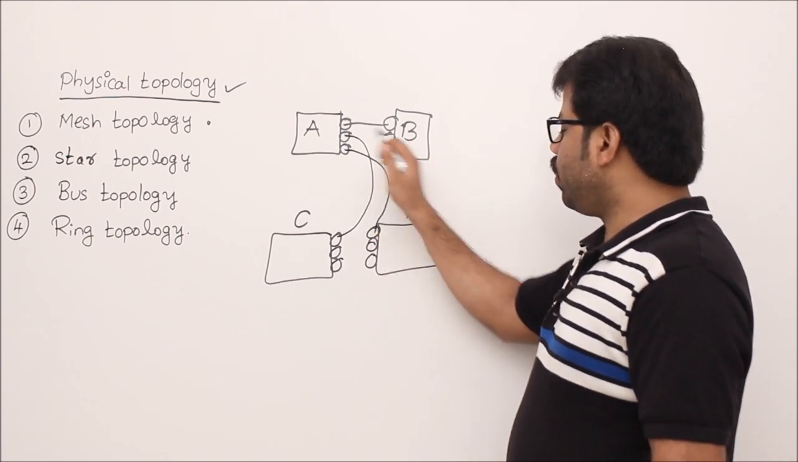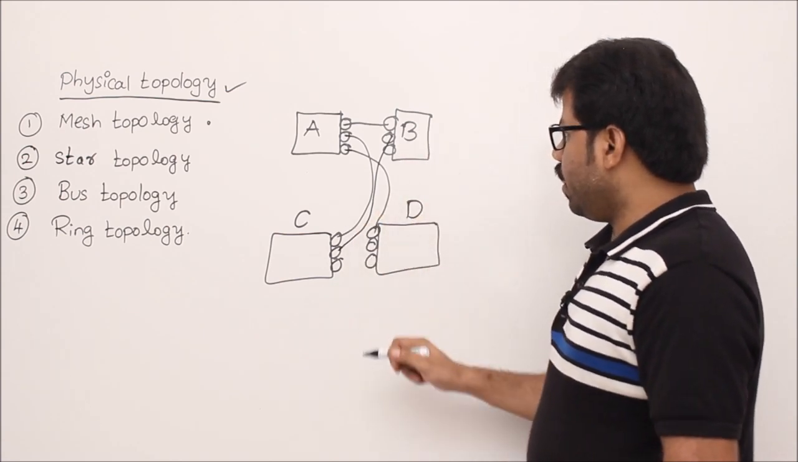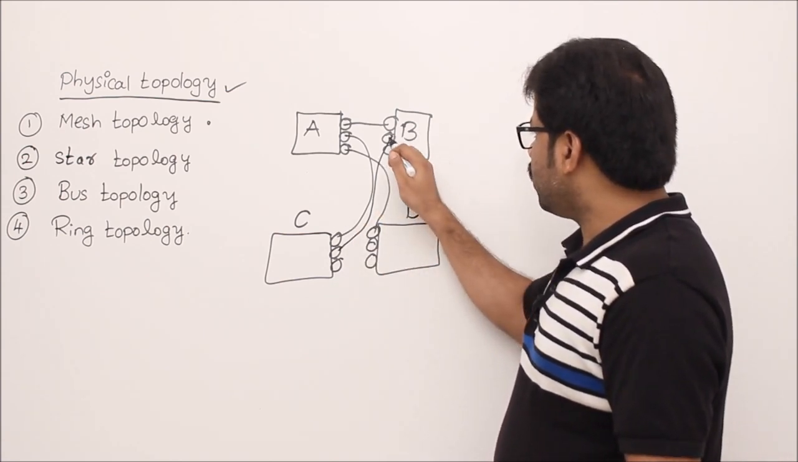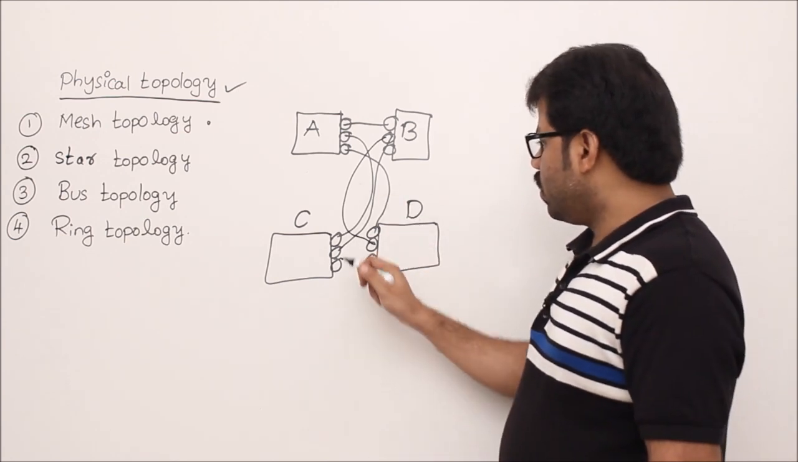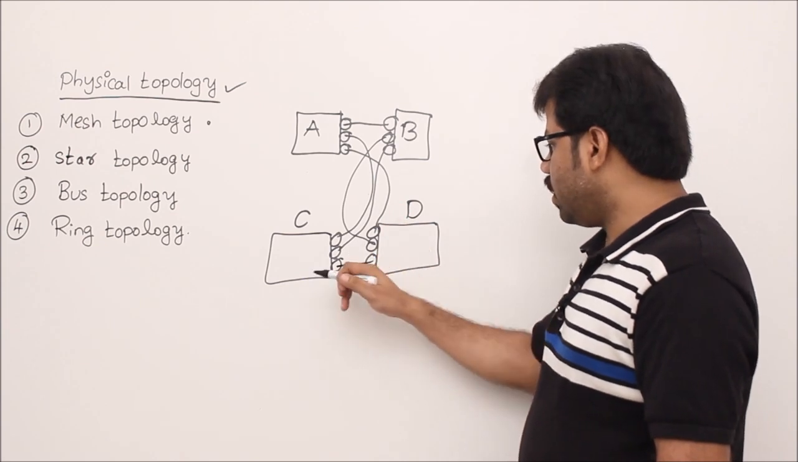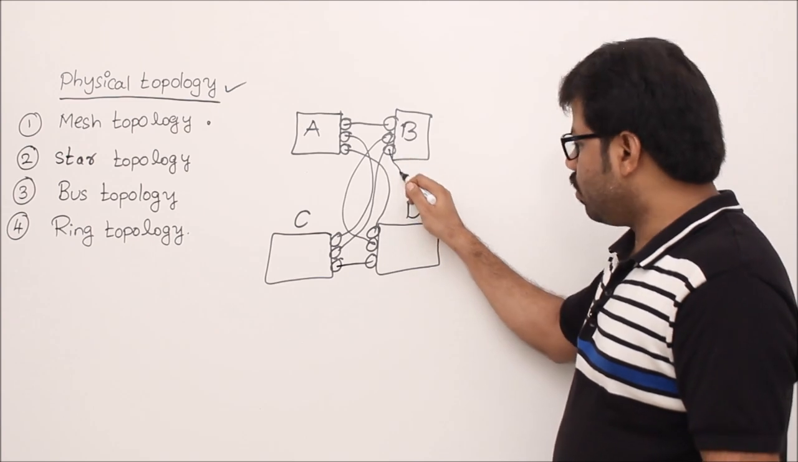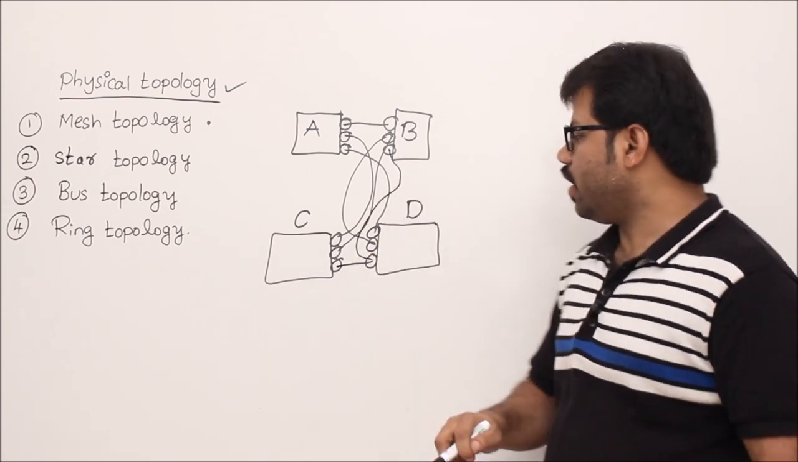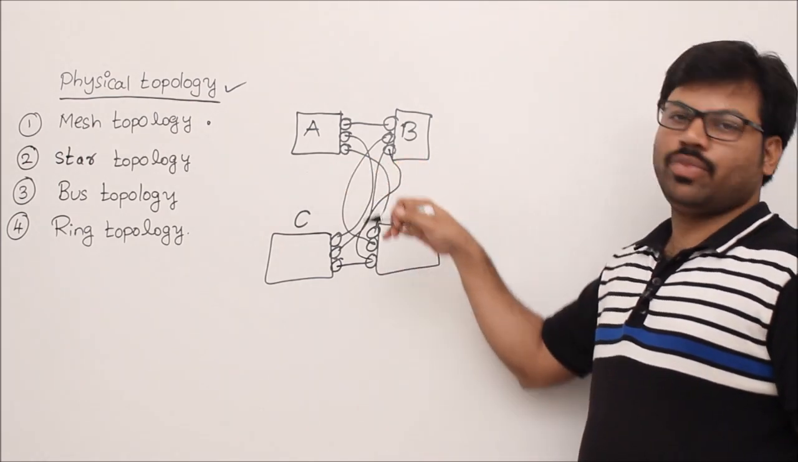Now A is done. B to C, B to D, so B to D is like this. So a lot of cables, you can understand that, right? Now C to D. Anything else? So everything is done. In that way, every system is connected to every system. We require a minimum of 3 ports in every computer.